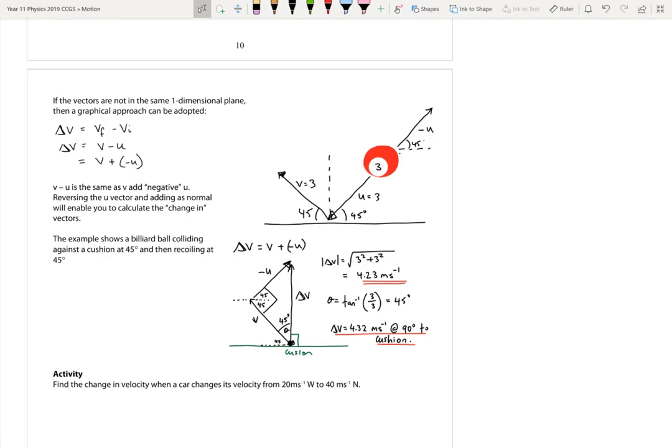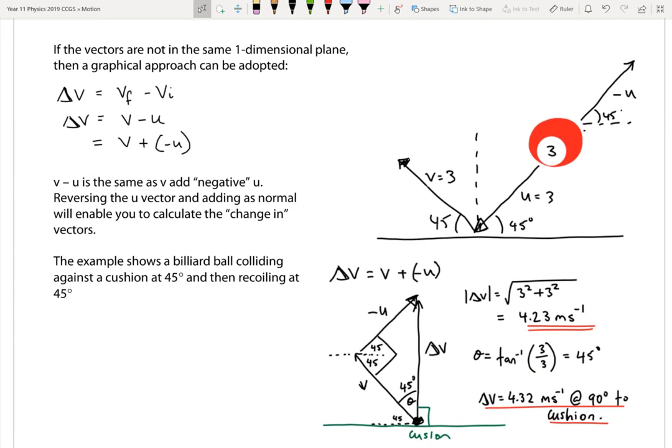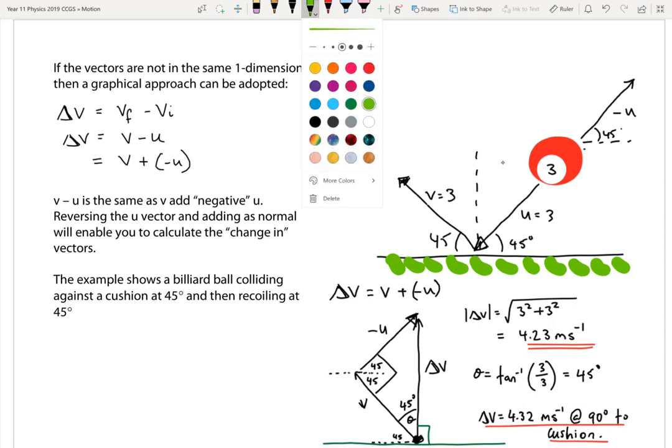Let's get a little bit trickier. We can still use a graphical method. So we just looked at two examples that were in the same plane, up, down, and backwards, forwards. Now let's look at X and Y components. Now, again, I've just taken a screenshot of this just to save time. Could we all just stare lovingly at this billiard ball? It's coming in at 3 meters per second at an angle of 45 degrees to the bumper. So this might be the cushion of your pool table.